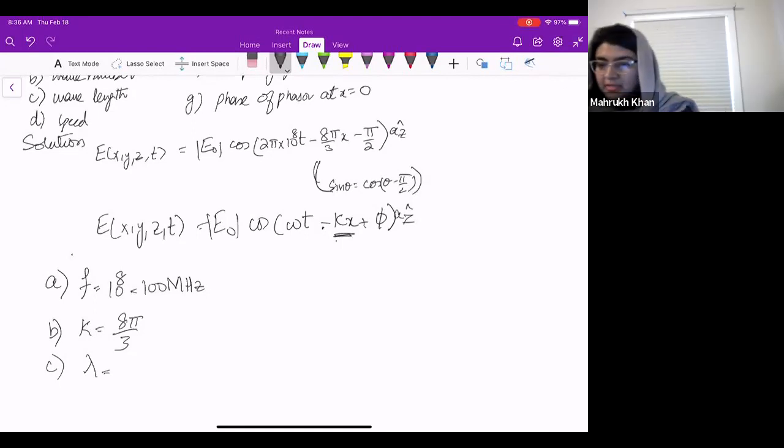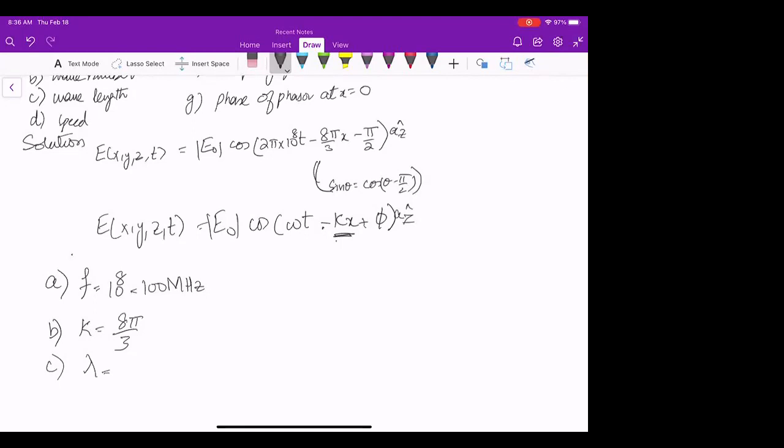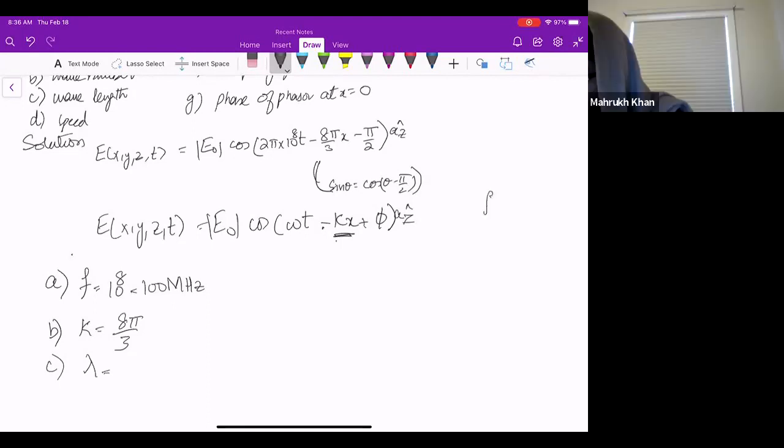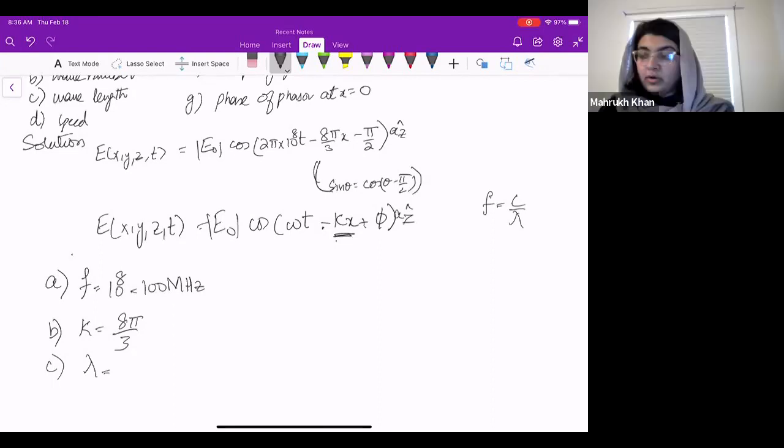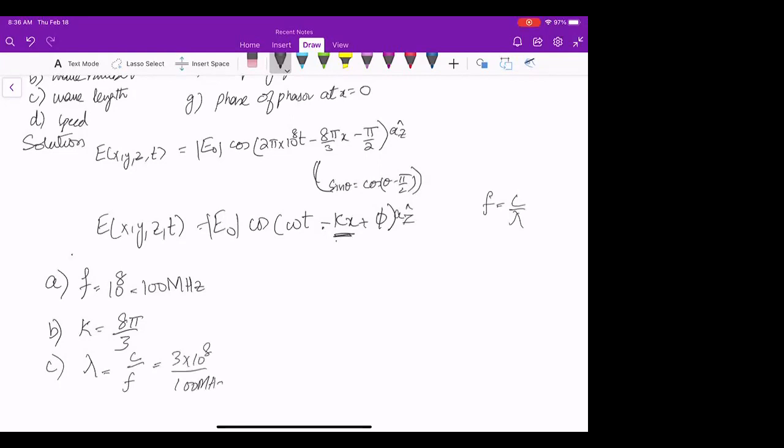Okay. So f is equals to c over lambda. That's very right. Okay, and c is your speed of light. That's the general expression. I think you remember, right? So you can also find your lambda like that. Okay, so let's say lambda is c by f, right? So what will be your lambda then? Can you tell me? Yeah, I'll do that right now.